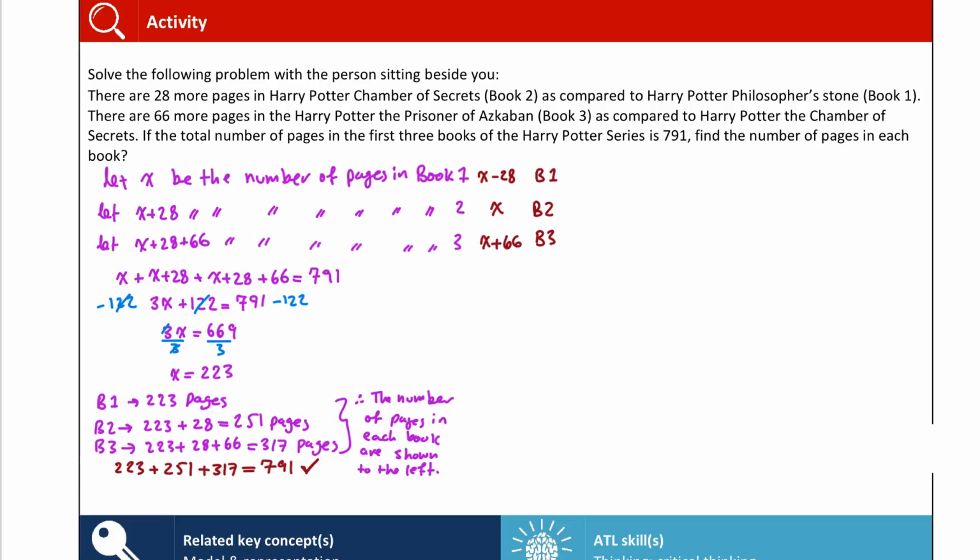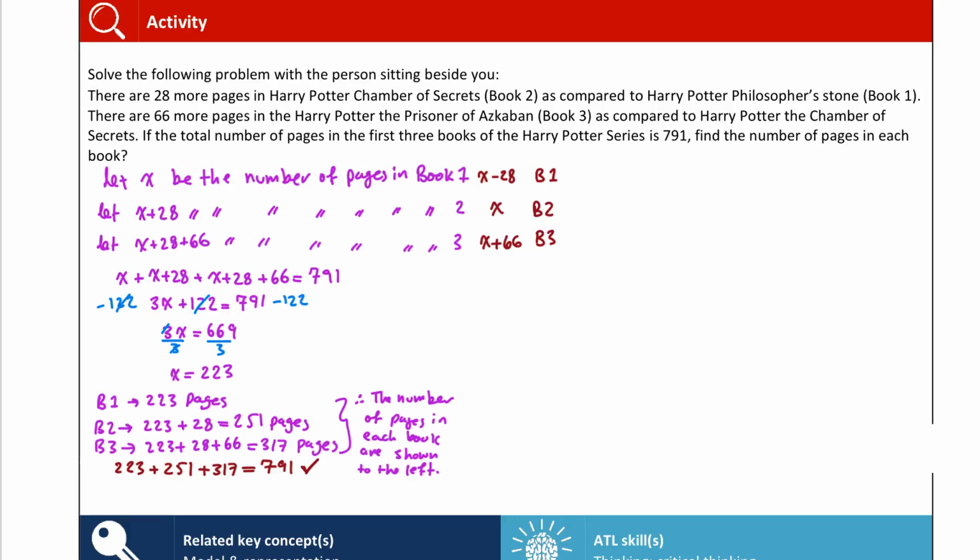Now, this is all you have to show for work when you're using an algebraic method. I just do want to solve this using another method so that we can check to see if we get the same answer, because we're using the same logic. We're still saying that book 1 has 28 fewer pages than book 2, and that book 3 has 66 more pages than book 2, and that should yield the same answer. So let's try that out now.